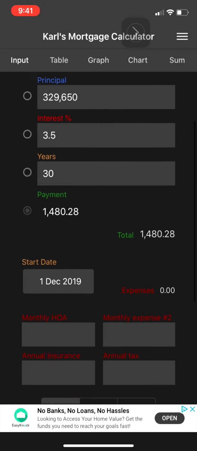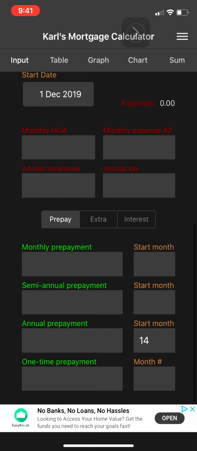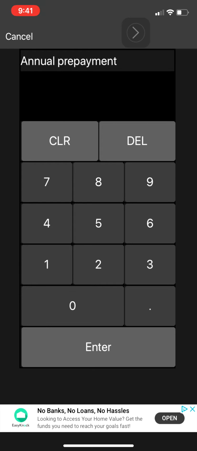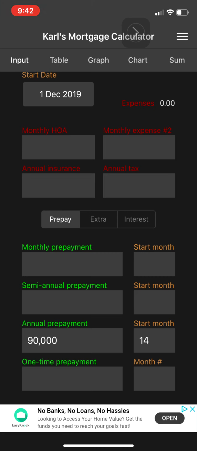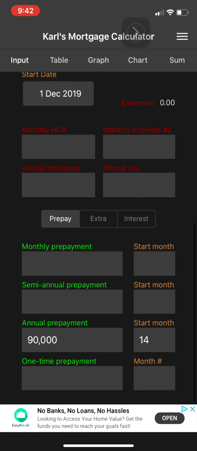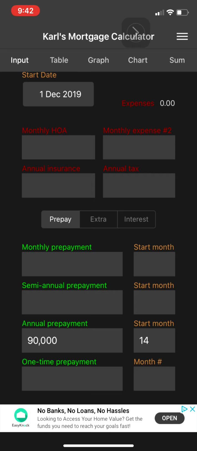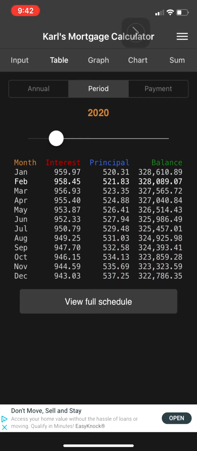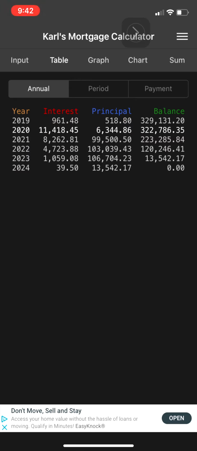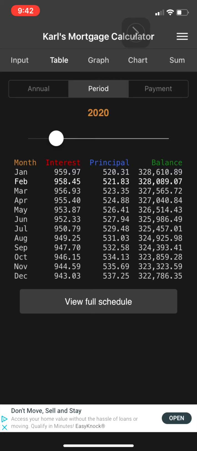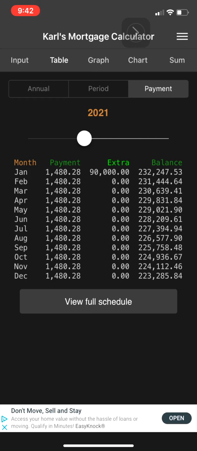So I'm gonna go over to prepayment, and as I said, the annual extra payment that I want to make is 90,000, and it will start in month 14, which is January 2021. So let's go over to the table. Annual, it's the same thing as far as the payments.